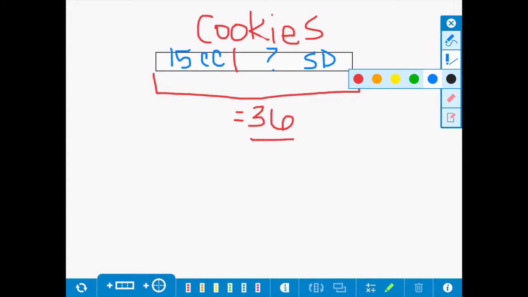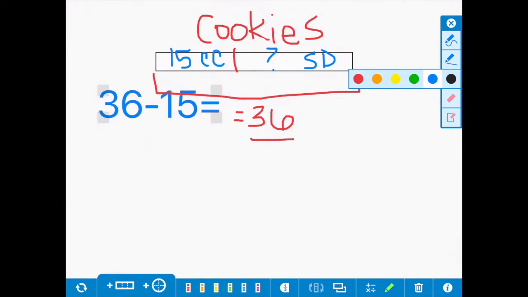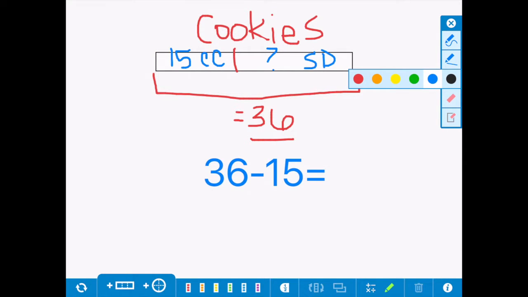And this is where I could bring up the operation bar at the bottom, and I could type in that we're going to take 36 minus 15 equals, if you wanted to do that. Of course, students could handwrite this as well. So now I'm just going to go ahead and solve it, and I'm going to bring up another color just in case you wanted to remind students of, let's subtract the ones column, and then let's subtract the tens column.